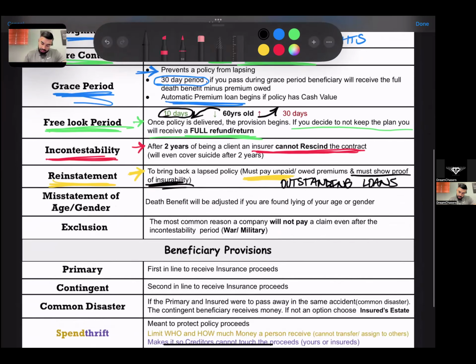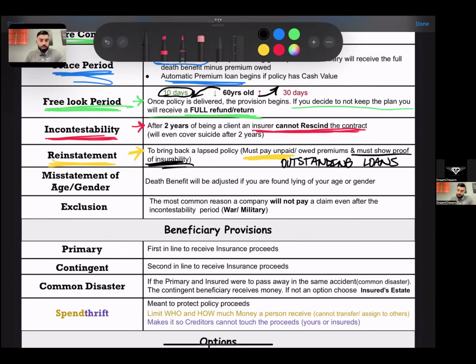Continuing on, we're going to go through misstatement of age or gender. So, misstatement of age or gender, it says death benefit will be adjusted if found lying about your age or gender. So, what that means is, for example, let's say I apply for life insurance and my actual age is 35 years old. But on the application, right? So I'll put application age.